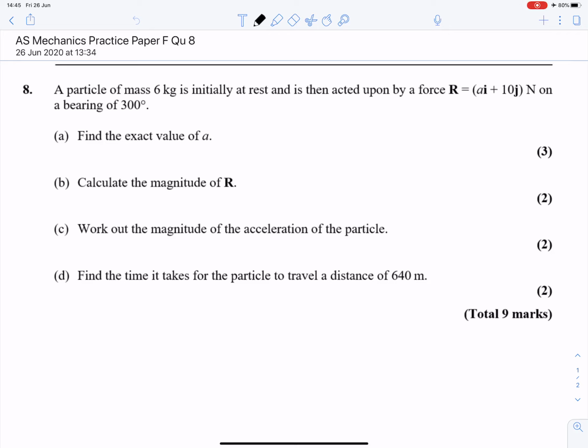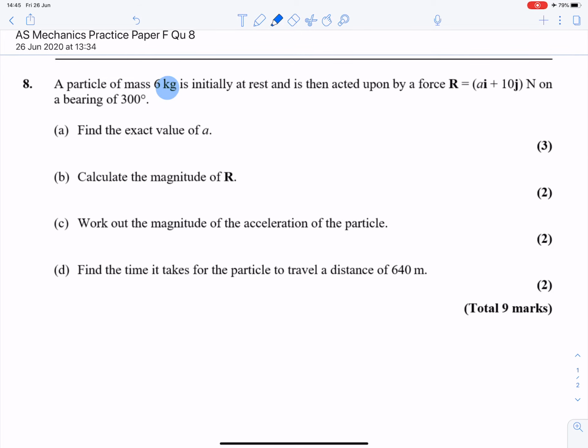Question 8. A particle of mass 6 kilograms is initially at rest. It's acted on by a force R, which is ai plus 10j newtons on a bearing of 300 degrees. This is slightly ambiguous, so it's important to clarify at the start what they mean here.